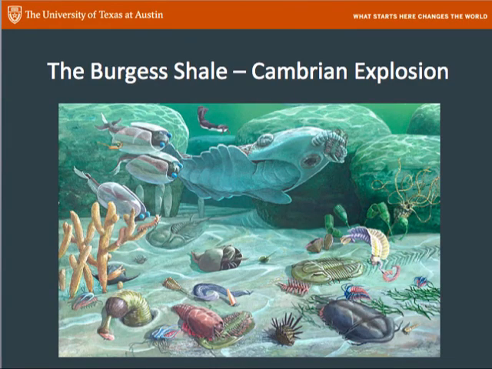This is a picture of a type section called the Burgess Shale. Burgess Shale is in Canada, in the Canadian Rockies, and it's one of the most famous fossil sites in the world. It's one of the first places where this huge abundance of different kinds of fossils is preserved all in one location. And it's a place where many, many geologists would like to visit.